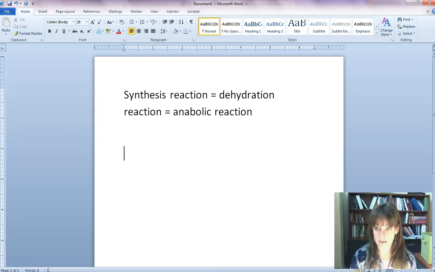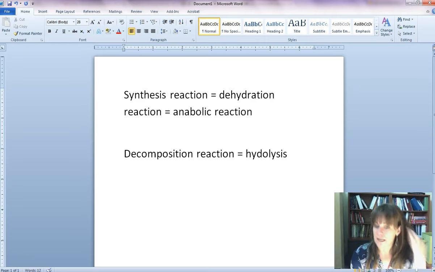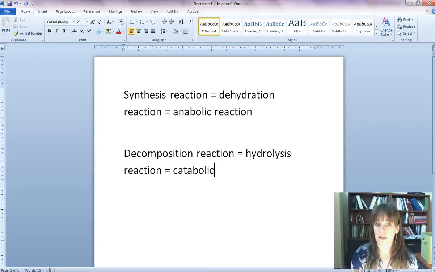Now, other types of synonyms: decomposition reactions. That's going to be the same thing as hydrolysis. Okay, that's where you're adding water. So you may see it written as a hydrolysis reaction. And then you would also see that as part of a general series of reactions called catabolic reactions or catabolism.